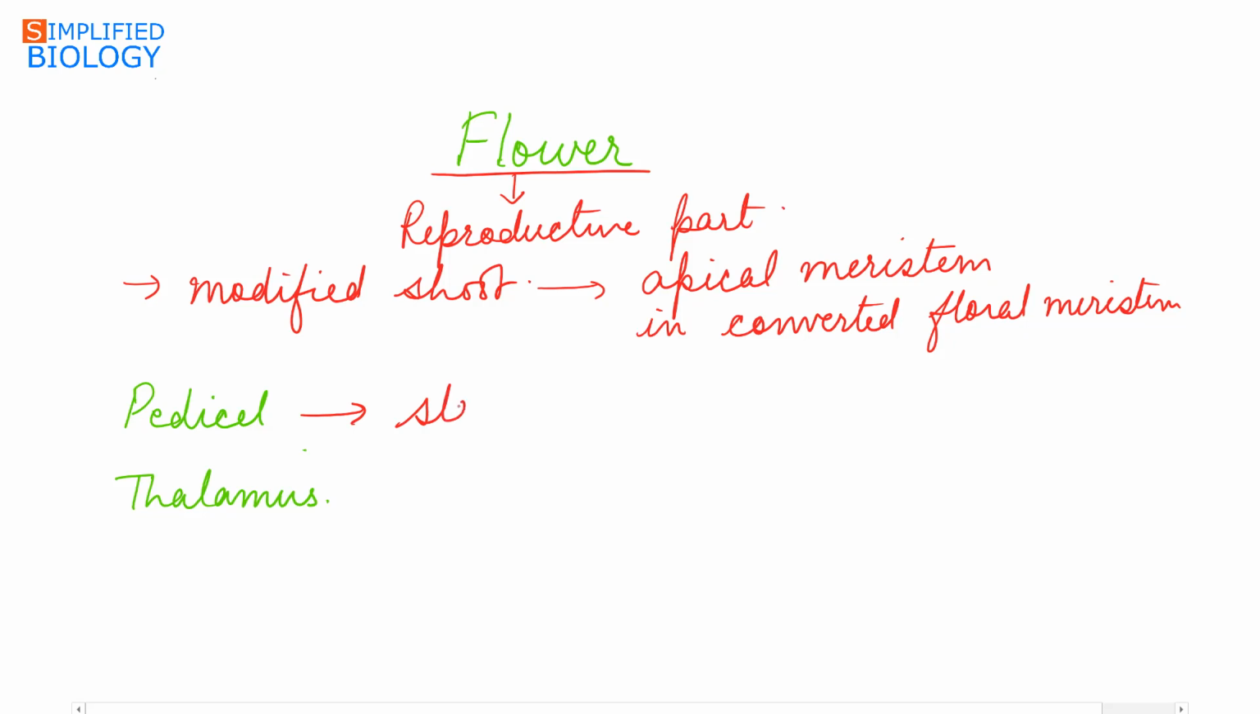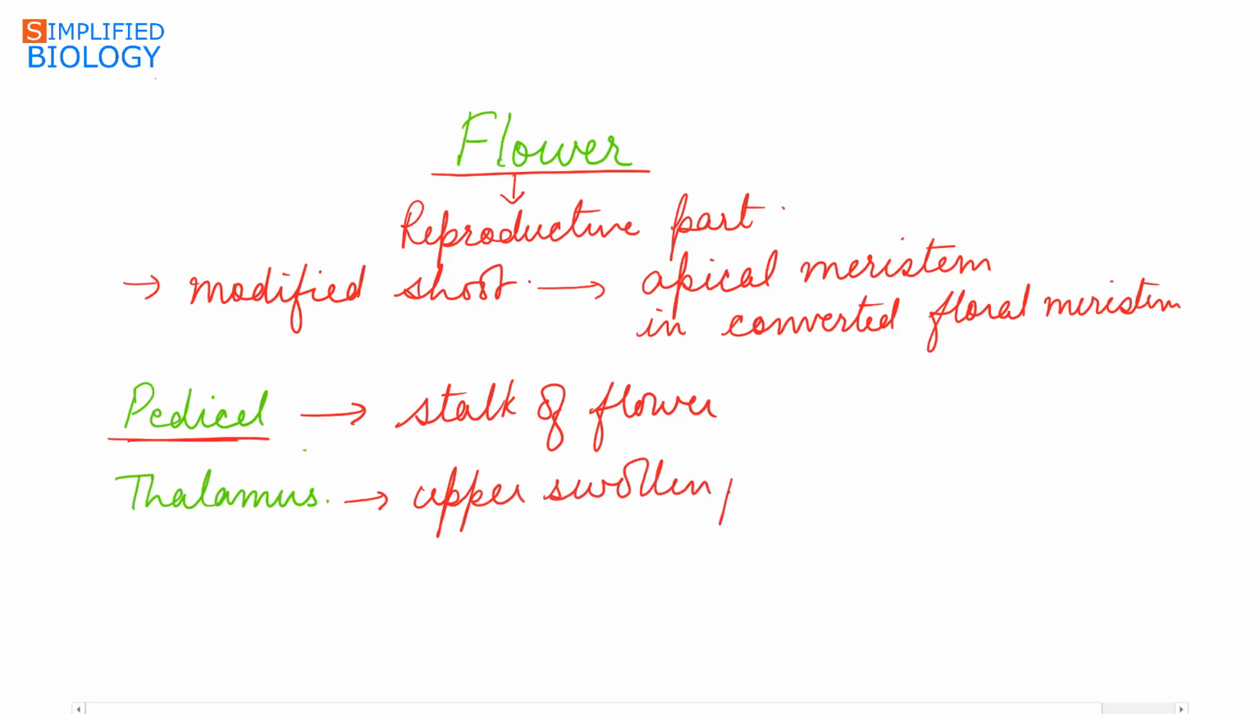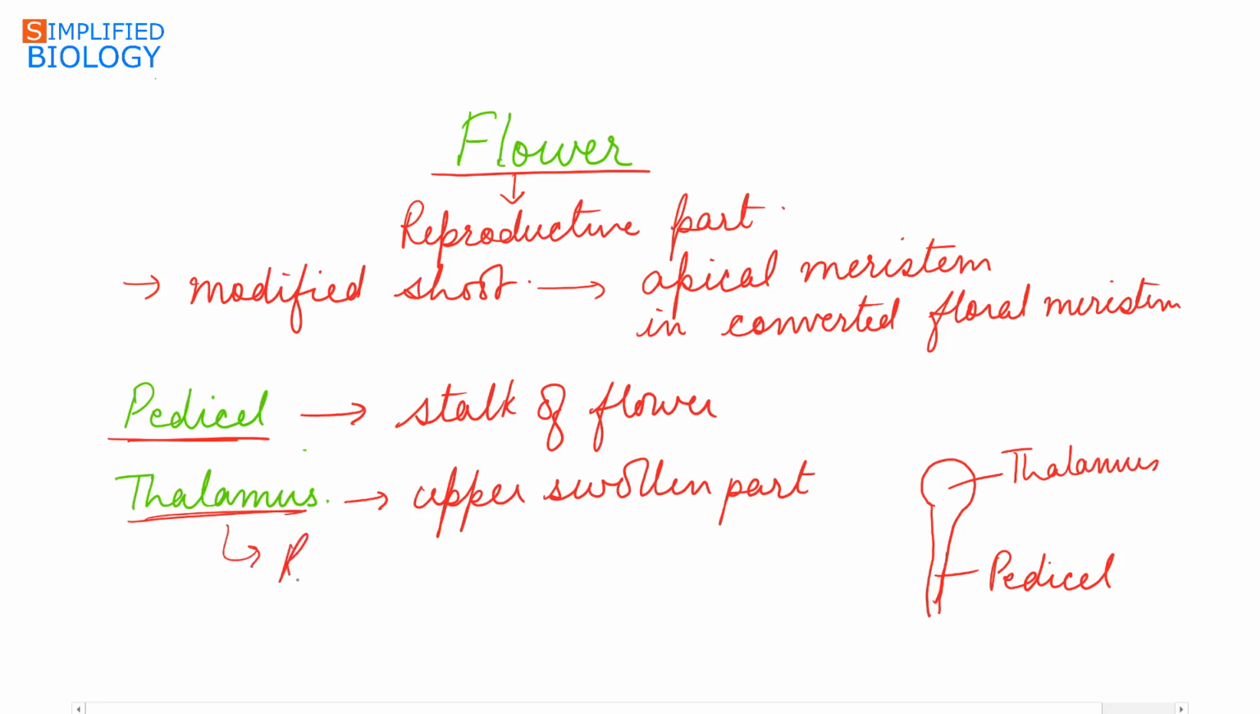Stalk of the flower is referred as the pedicel, and the upper swollen part of the pedicel on which the floral leaves develop is known as the thalamus. So, stalk of the flower is the pedicel, and the upper swollen part on which the floral leaves develop is the thalamus, also referred as the receptacle.